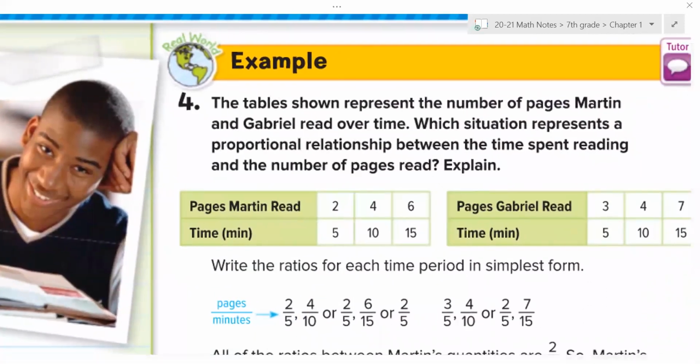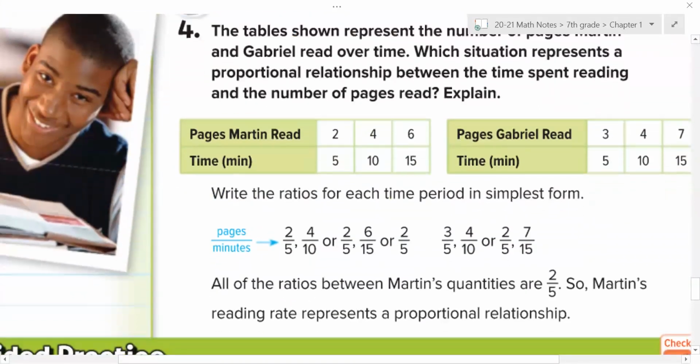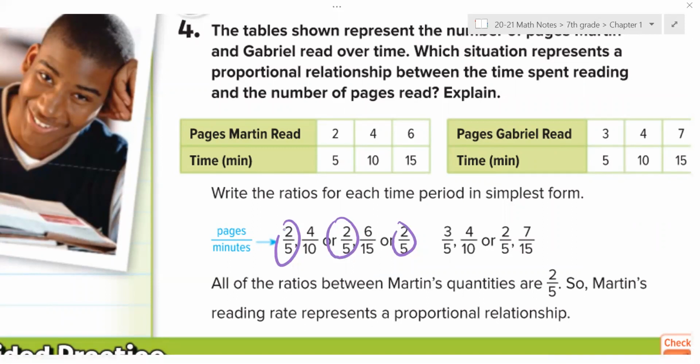The tables shown represent the number of pages Martin and Gabriel read over time. Which situation represents a proportional relationship between the time spent reading and the number of pages read? Explain. Now, the way that they worded that, they're not comparing Martin and Gabriel's portions. They're saying, does Martin read at a proportionate rate, or does Gabriel do that? So what they did was they simplified the 4/10 to 2/5. They simplified the 6/15 to 2/5, and you can see that these ones here are all the same ratio. Therefore, Martin reads at a proportionate rate.